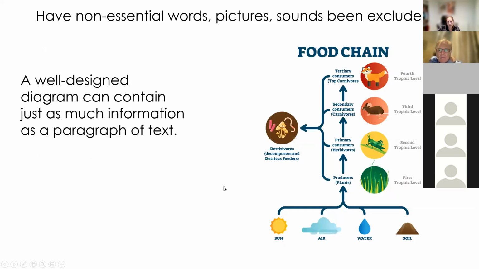So instead of all of that information, we could have just cut some of it out and had a well-designed diagram such as this. So we've got a food chain here. We've got each of the trophic levels shown. We've got what all those words mean, and we've got examples all in one diagram, which could replace a lot of that text, and that's much more accessible to students.